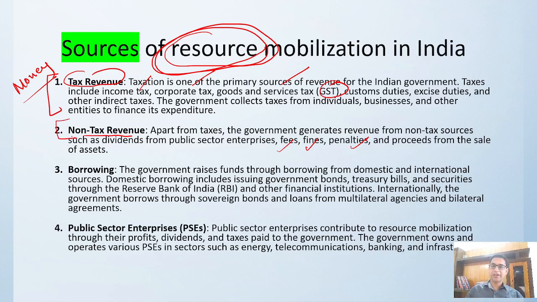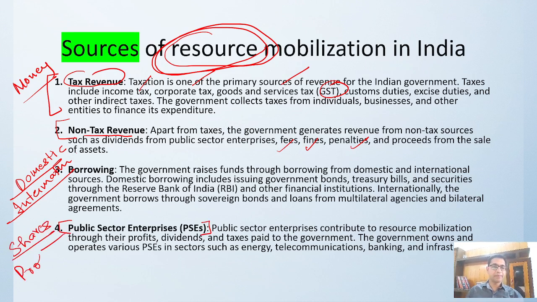Then sometimes government is short of money, so government has to borrow money from somebody. It can be domestic borrowing, or international borrowing from international institutions, international governments, the RBI or whatever it is. So government borrows money also. Government also gets money from public sector enterprises, because government is holding shares of these companies. Based on the shares, government gets profit and dividend from that company.